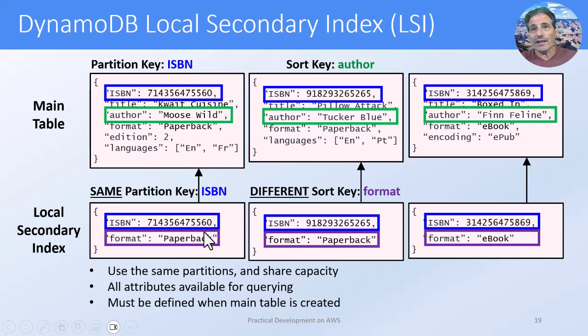I like to say it's like my son who lives in my basement, and because he lives in my basement, he gets to use my electric bill and my heating bill and all of that, gets to use the same resources. The other thing is that if you have an LSI, yeah, all of the attributes are available for use by the index because, again, it's living in the same place. But the thing is, I have to define that as I create the table. I can't change my mind at the end, so it's not as flexible. And there are a couple other issues with it to be aware of.